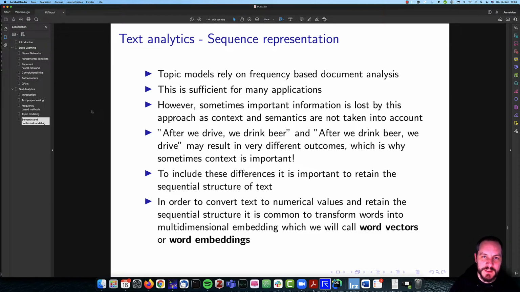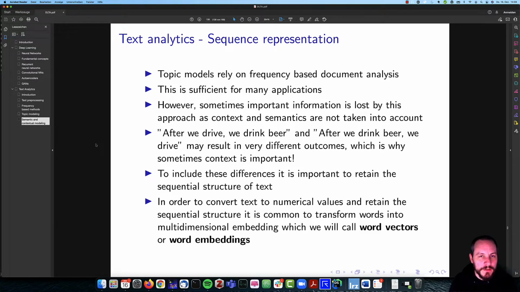So, for instance, if we say after we drive, we drink beer, it's obviously quite different than saying after we drink beer, we drive, because that may result in very, very different outcomes. And so context can be important. And the question is now, how can we quantify context when we're transforming textual information into numerical information?